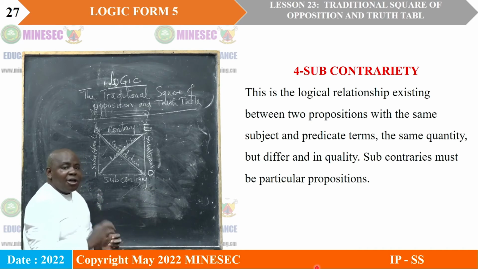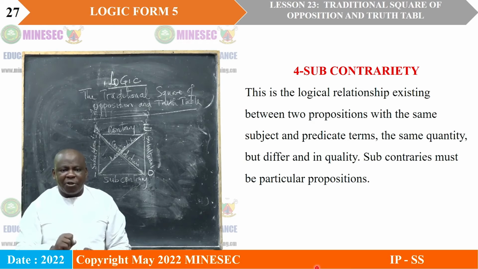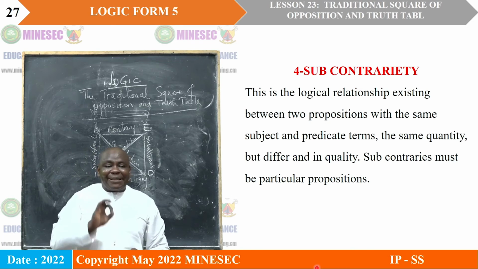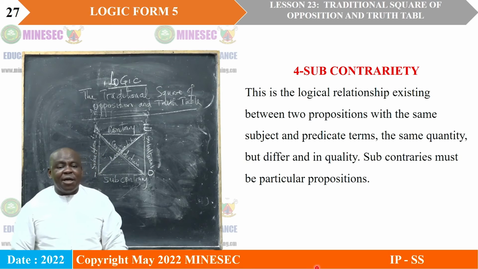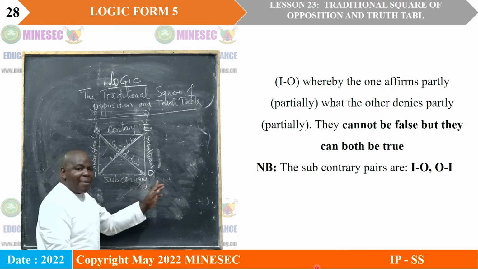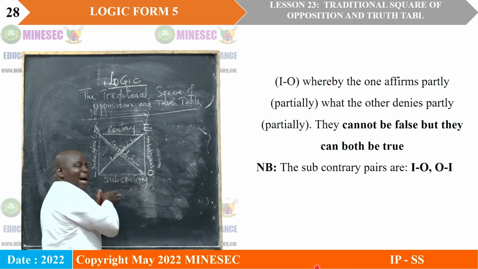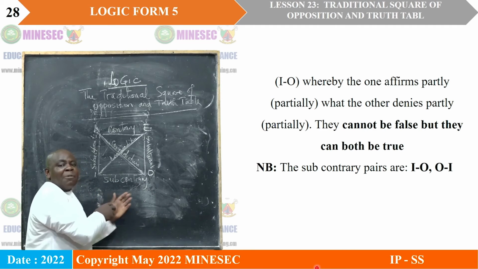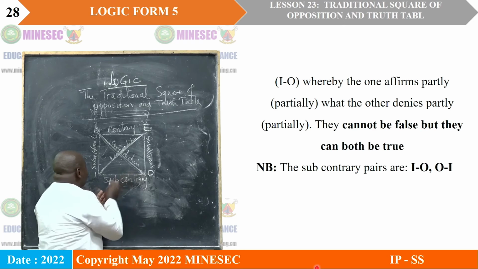Therefore, subcontrariety is a logical relationship that exists between two propositions which have the same subject and the same predicate terms, they have the same quantity, but differ in quality. Subcontrariety pairs must always be particular propositions, that is, I and O, whereby one affirms partially as the other denies partially. They cannot both be false, but they can both be true at the same time. Therefore, our subcontrary pairs are I, O, and O, I.